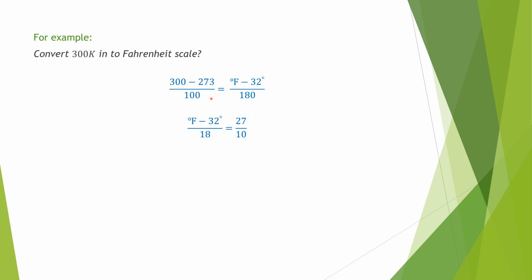27 upon 10. So if you subtract 273 from 300, you get 27. Or further, degree Fahrenheit minus 32 degrees equals 27 into 18 upon 10. So if you calculate it, it will be 48.6. And degree Fahrenheit is equal to 48.6 plus 32. So degree Fahrenheit is equal to 80.6 degrees.